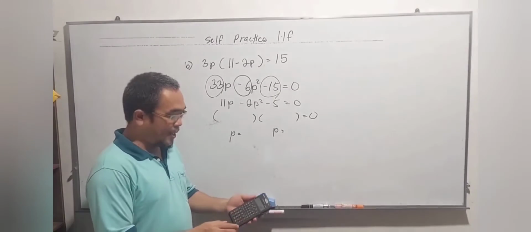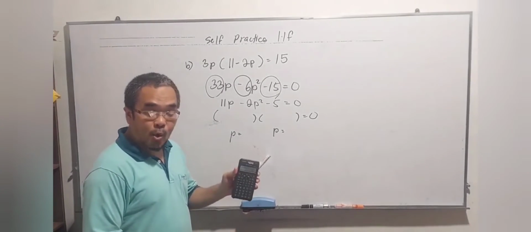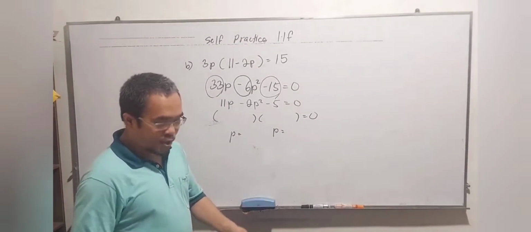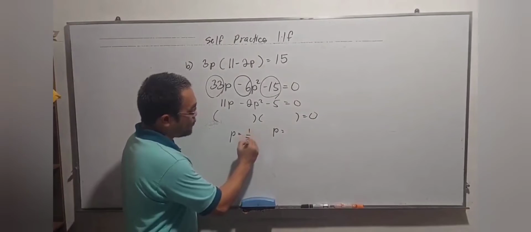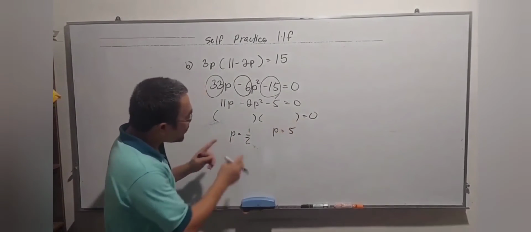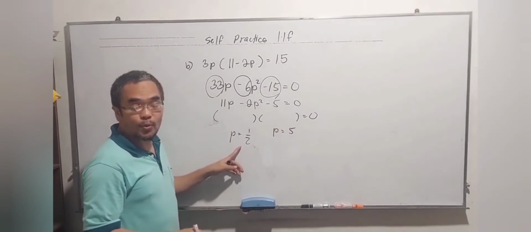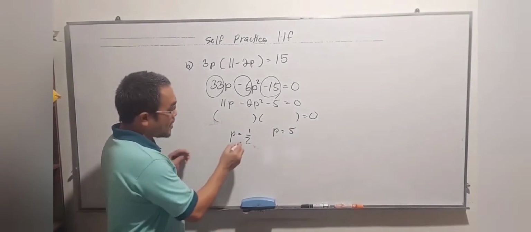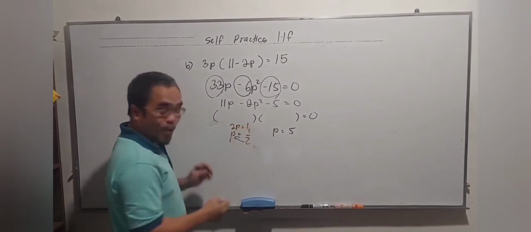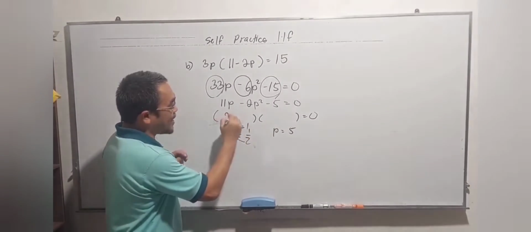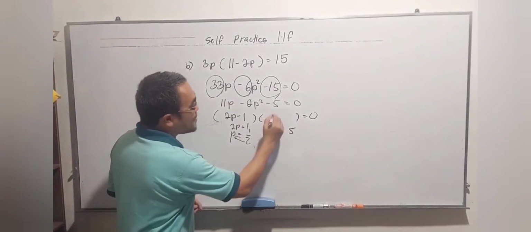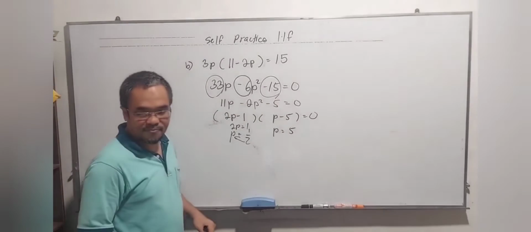If you get 0.5, you should press Shift A, B, C. Then you change to 1/2, and the other value is 5. So how do you factorize for 1/2? Multiply this first, so you get 2p equals 1. Then move 1, so write down here 2p minus 1. But whole number is p minus 5.